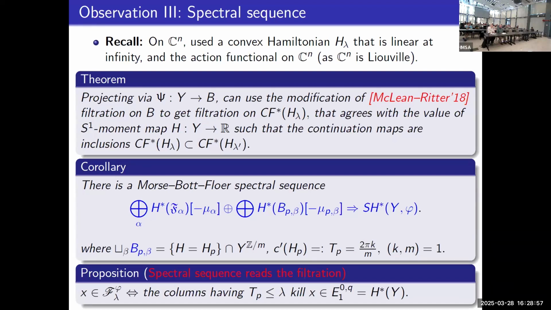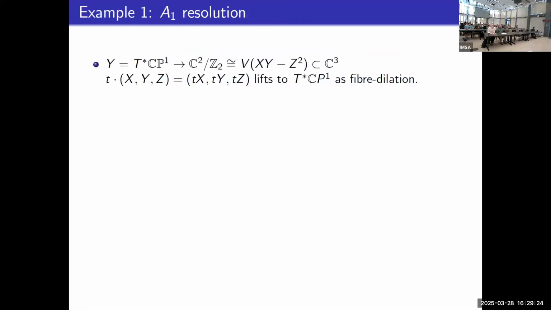In other words, a class is in filtered level lambda if and only if the cones of period lambda kill it in the spectral sequence. So you draw the spectral sequence and look at when your class gets vanished, and by which cone. The later cones vanish the things which are in the later filtered pieces. That's the importance of why we wanted to construct this spectral sequence.